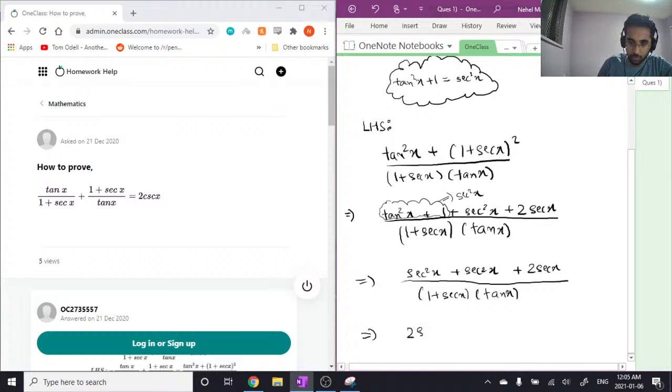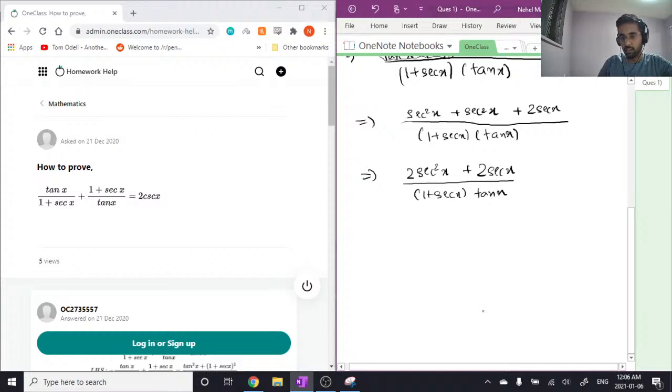and we would get 2 secant square x plus 2 secant x, whole divided by 1 plus secant x tan x. From the numerator we see that we have 2 secant x terms, so we can take secant x as common, and we can actually take the number 2 common as well. So if we take 2 secant x common, you would get secant x plus 1 divided by 1 plus secant x times tan x.